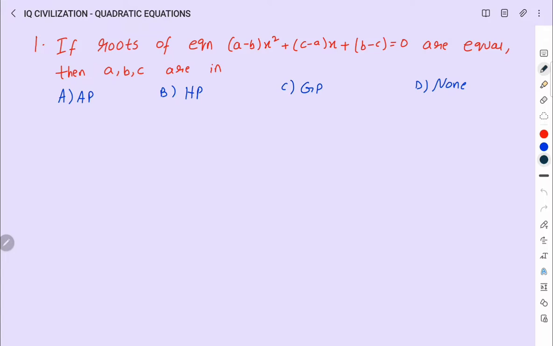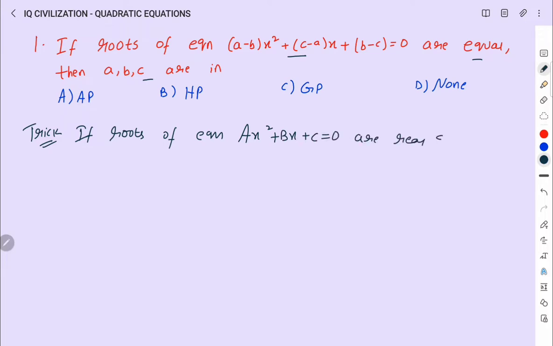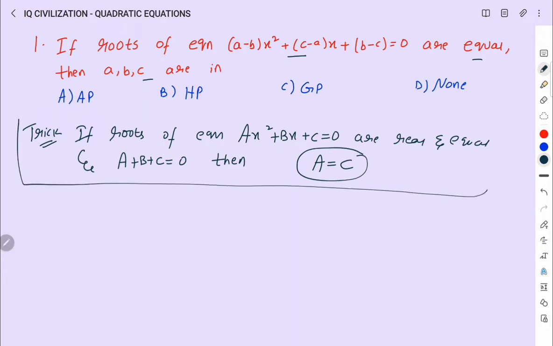So when the question says the roots of the equation are given as equal, then a, b, c are in... Okay, so now we will learn a small shortcut trick. If the roots of the equation ax square plus bx plus c equals 0 are real and equal, and it also satisfies another condition like a plus b plus c equals 0, then there is a condition that a equals c. This is a shortcut trick.